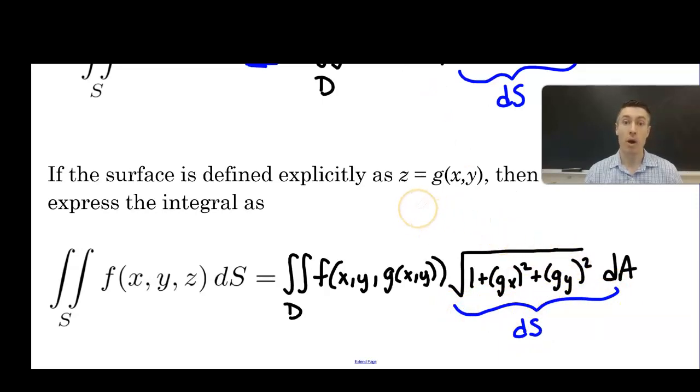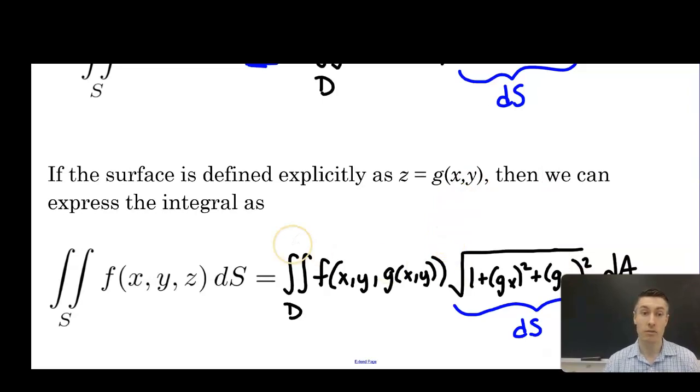And we saw this when we were computing surface area and the surface was defined explicitly. We often went this route by setting up the square root of 1 plus partial with respect to x squared plus partial with respect to y squared. It saved us the process of doing a cross product and finding a magnitude, so it was a bit more direct. So we'll use both of these definitions throughout the video based on the surface that we're integrating over.